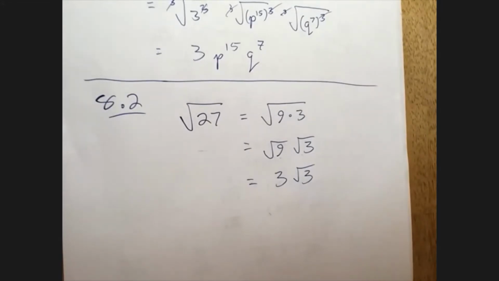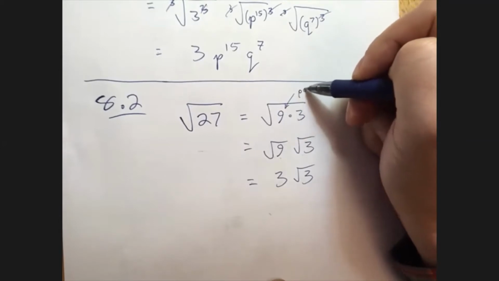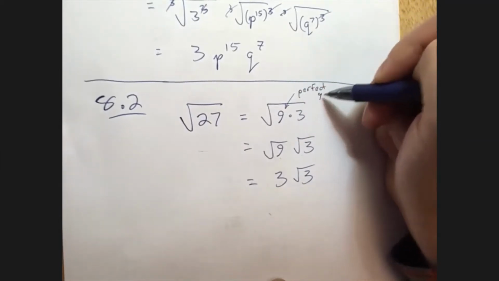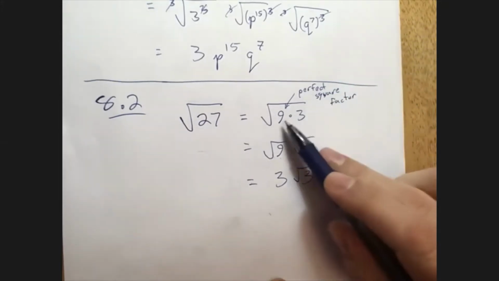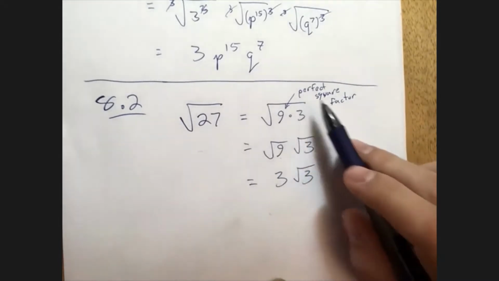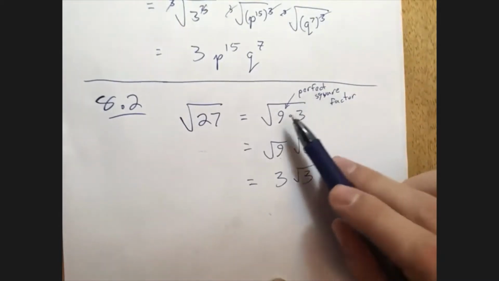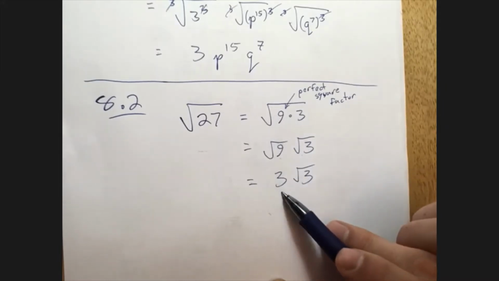So you see what I did here is I pulled out a perfect square factor. Perfect means that when you take the square root, you get a whole number. And so it's a perfect square. It's a whole number squared. So I pulled out a perfect square factor, and because it's a perfect square, I can take the square root. So that enabled me to simplify this.